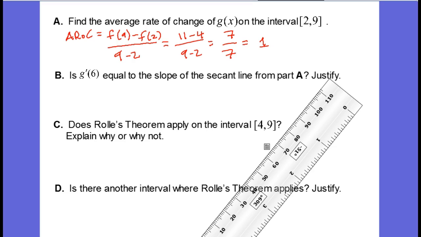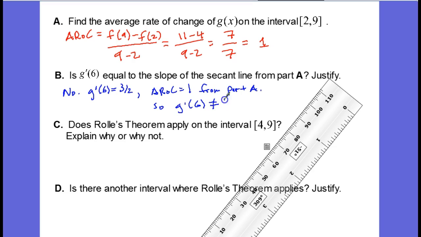So let's go back and see. And our justification is that g prime of 6 is equal to 3/2, and that average rate of change was equal to 1 from part A. So g prime of 6 is not equal to 1.